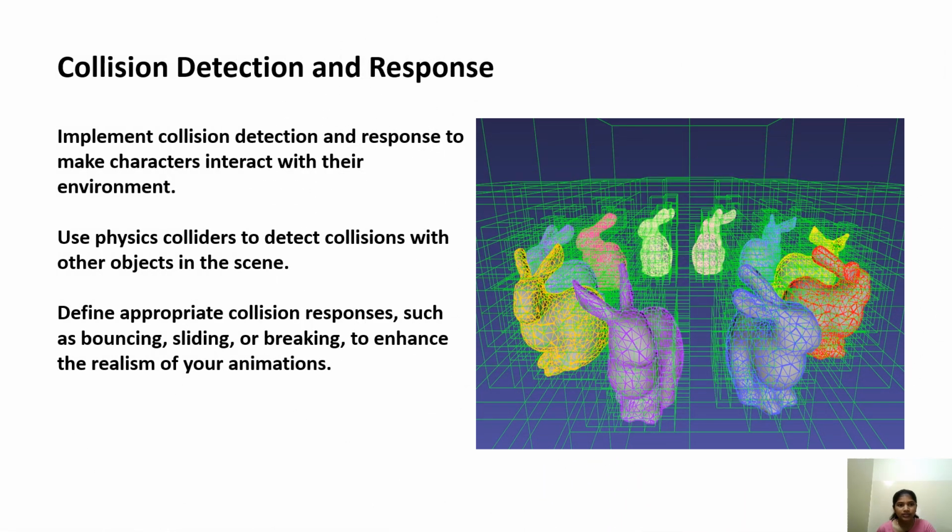Our next topic is collision detection and response. Implement collision detection and response to make characters interact with their environment. Use physics colliders to detect collisions with other objects in the scene. Define appropriate collision responses such as bouncing, sliding, or breaking to enhance the realism of your animations.